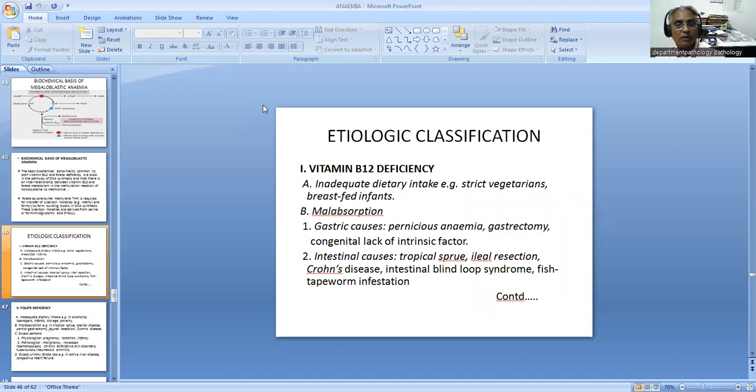Etiologically, we can classify vitamin deficiency into two groups. Vitamin B12 deficiency is either because of inadequate dietary intake, that is in strict vegetarians or breastfed infants. Second cause of vitamin B12 deficiency is malabsorption. In malabsorption, there are gastric causes, for example pernicious anemia, gastrectomy, or congenital absence of intrinsic factor. This leads to malabsorption of vitamin B12. Intestinal causes are tropical sprue, ileal resection, Crohn's disease, intestinal blind loop syndrome, or fish tapeworm infestation, where there is defective absorption of vitamin B12.